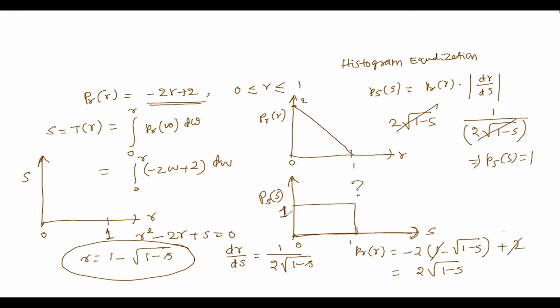Of course, this being a PDF, the area or integration for the entire thing should be 1. Also, you could see this is uniformly distributed. So you have some triangular distribution to uniform distribution. Is it clear?